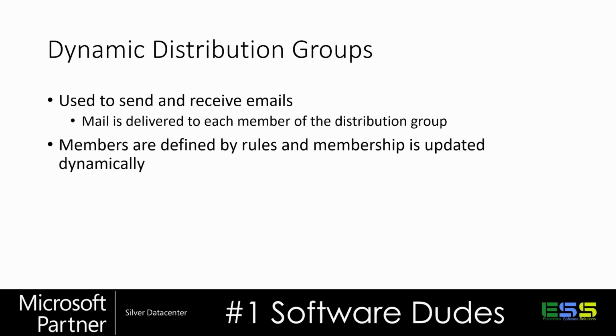A dynamic distribution group is a group that when created, you define rules, and then the membership is dynamically updated to match those rules. And so like a distribution group, it is used to send and receive emails, and then mail is delivered to each member of the distribution group individually. So the difference here is that membership is defined dynamically.